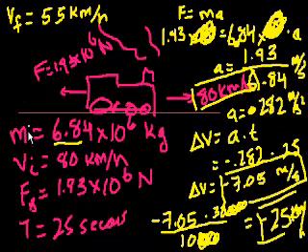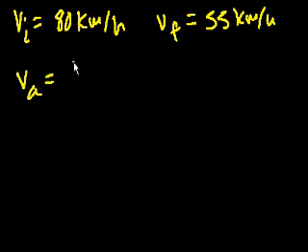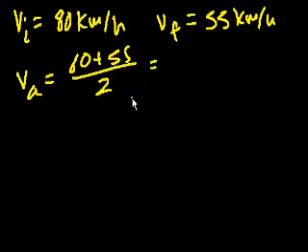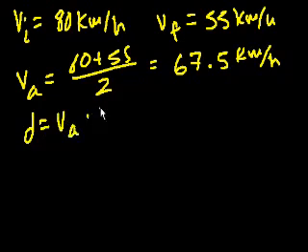Let me just clear this because I think you don't need a drawing of a train. See if I remember, so the initial velocity was 80 kilometers per hour. Final velocity is 55 kilometers per hour. So the average velocity is going to be 80 plus 55 over 2, which is what? 67.5? Something like that. Right, 67.5 kilometers per hour. And then if we want to figure out the total distance it travels, distance is equal to average velocity times time.